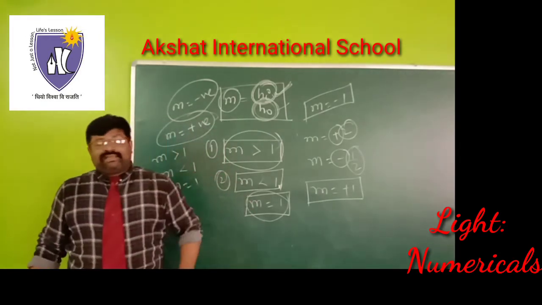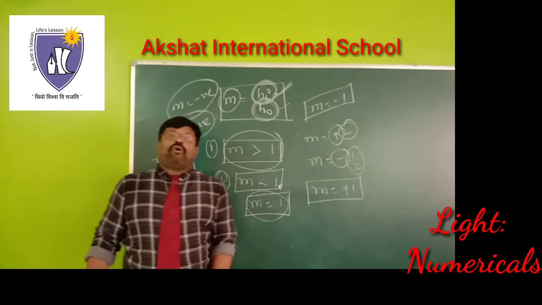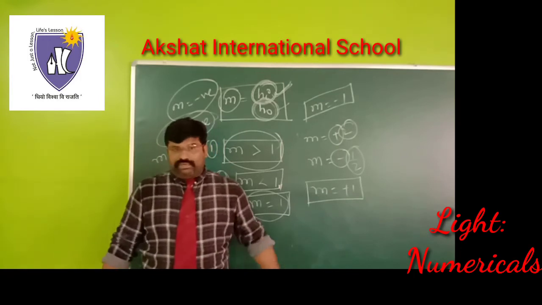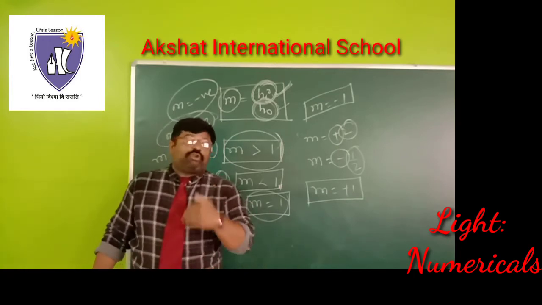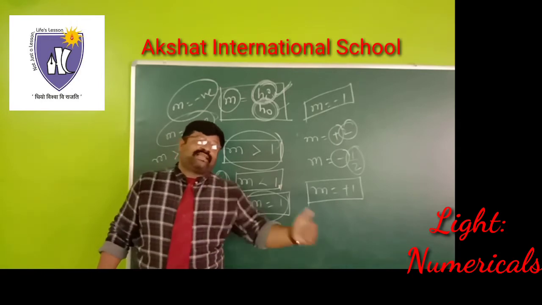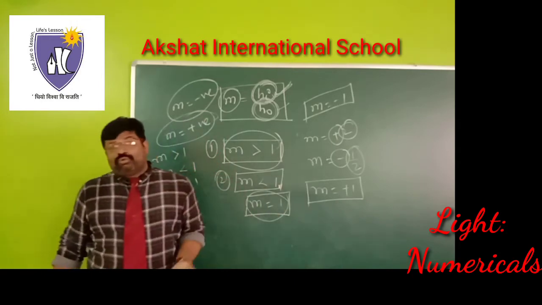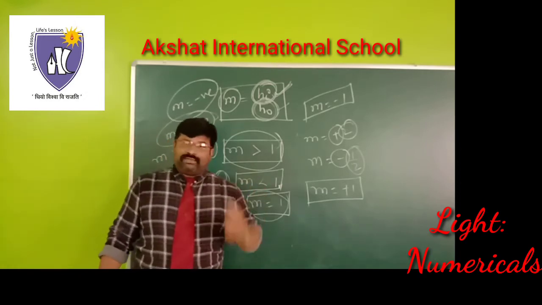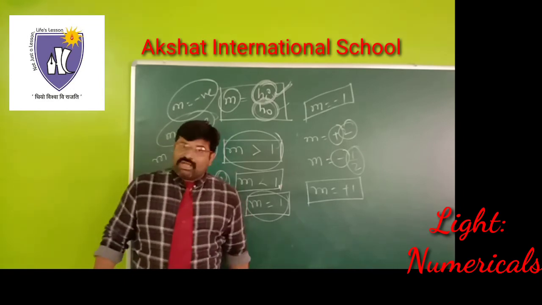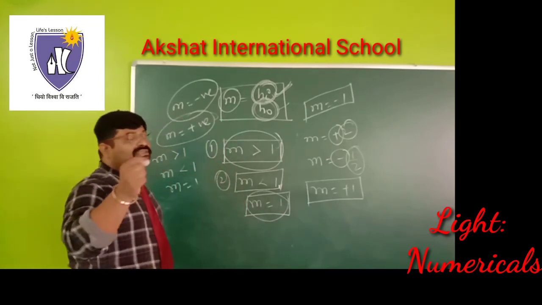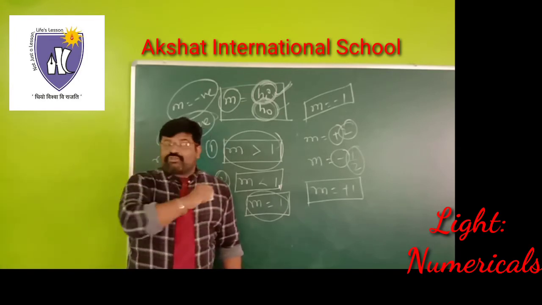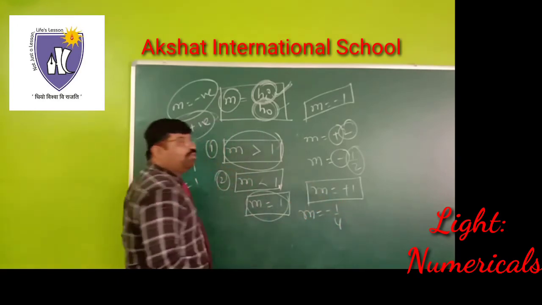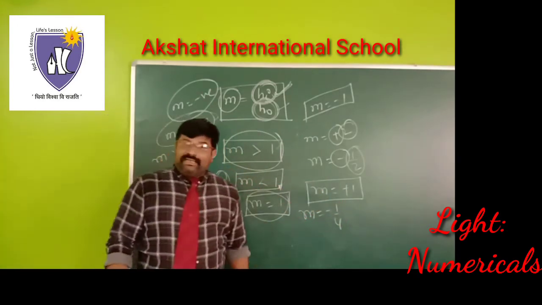So in numericals, it is asked that the image formed is 1/4 the size of the object. Now this 1/4, they will not give you as the magnification, but they will tell you that the size of the image is 1/4 the size of the object, and the image formed is a real image. Then you will write m is equal to -1/4. Okay, this is the condition.